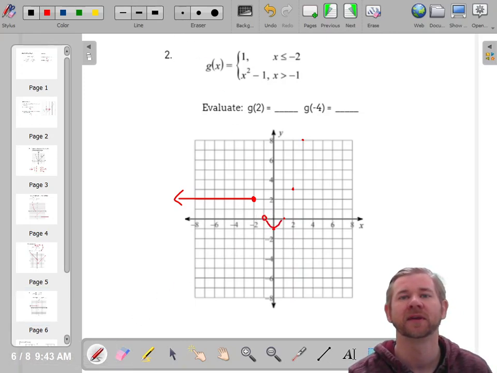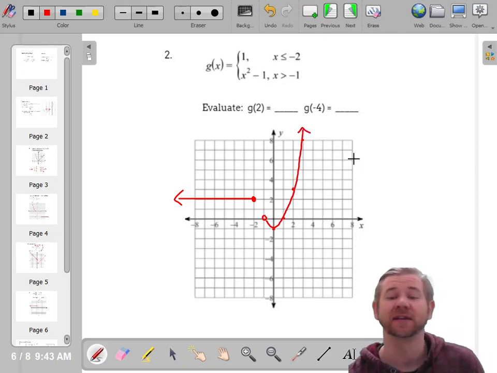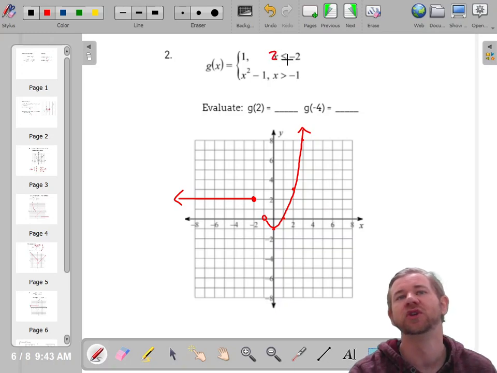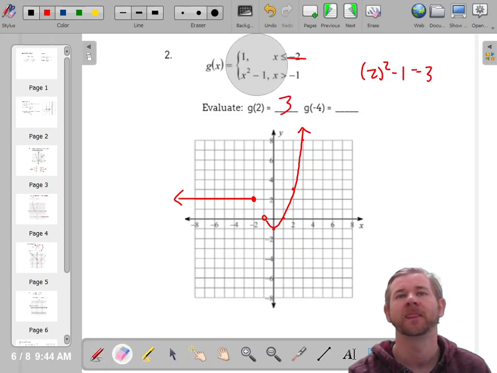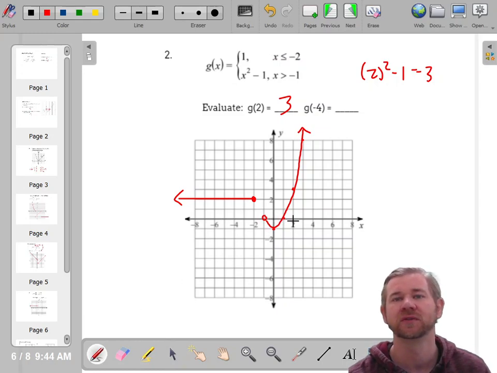And then it's a parabola that goes up like that. So let's do this algebraically. First, g of 2. 2 is less, nope, that's not it. 2 is greater than -1, so 2 squared minus 1. 4 minus 1 is 3. And if you look at the graph, we should be able to go to x equals 2 and see the y value is 3.